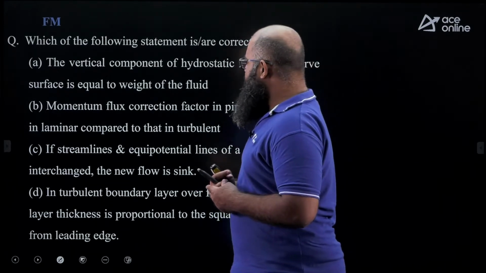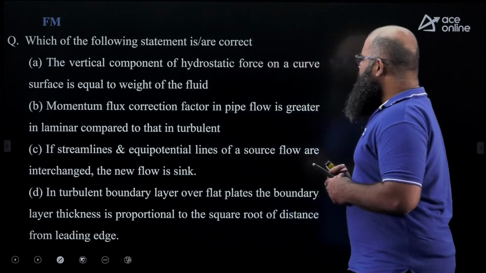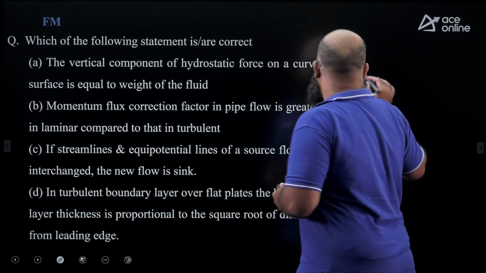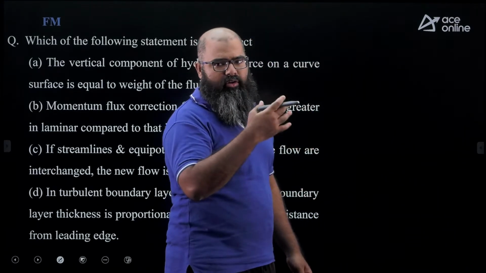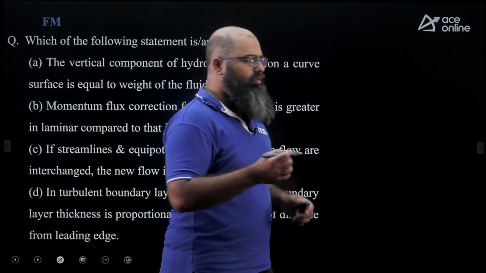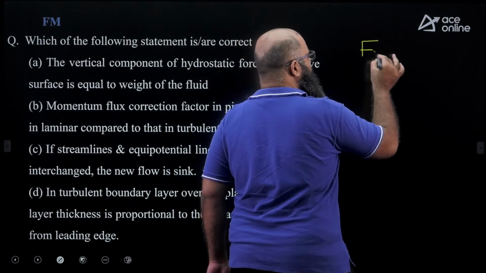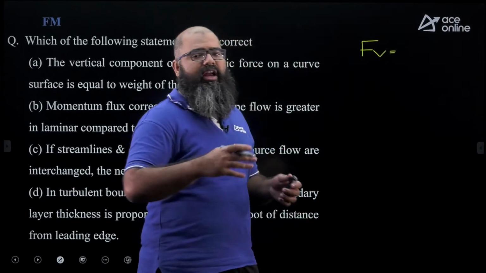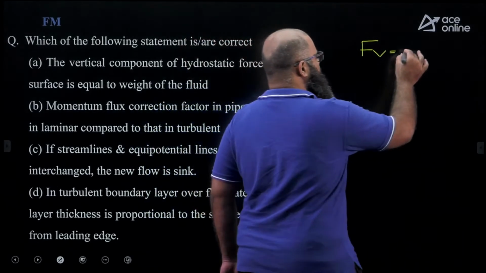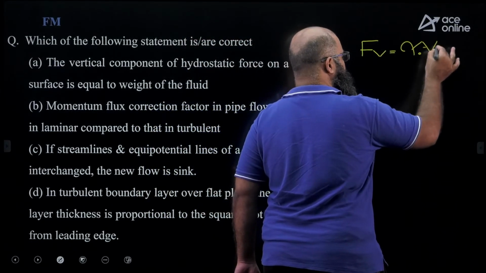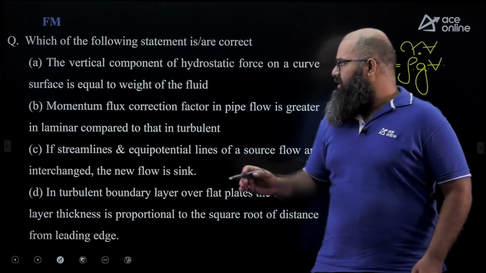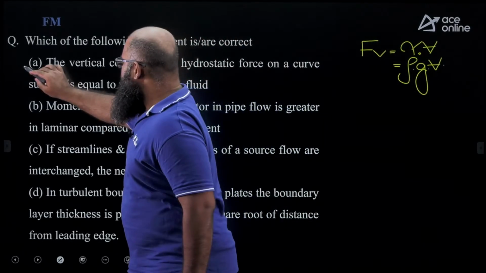The first statement over here is the vertical component of hydrostatic force on a curved surface is equal to the weight of the fluid. Now if you recall, we have two types of forces acting on a curved surface. One is a horizontal component of force and the other is a vertical component of force. The vertical component of force must be exactly equal to the weight equivalent force. It is not exactly weight, but weight equivalent force. That is equal to gamma times volume, or let us say rho g times volume. So the first statement can be taken as correct. It is equal to the weight of the fluid.